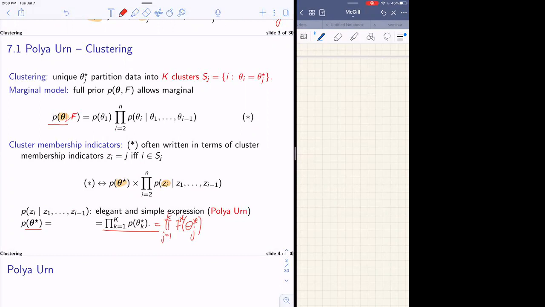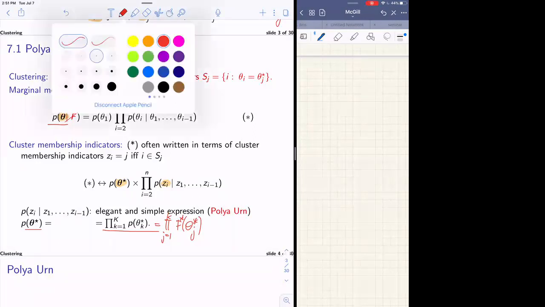So I don't need to use a generic P here. I actually know what it is. It's the base measure F star. That is simply because, remember the stick breaking construction, the unique values are simply some specific atoms, and those atoms were generated as IID from the base measure. That was part of the stick breaking construction.